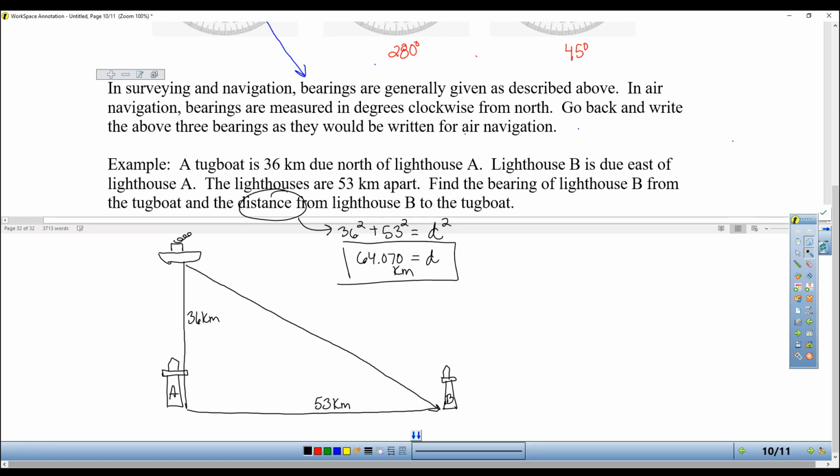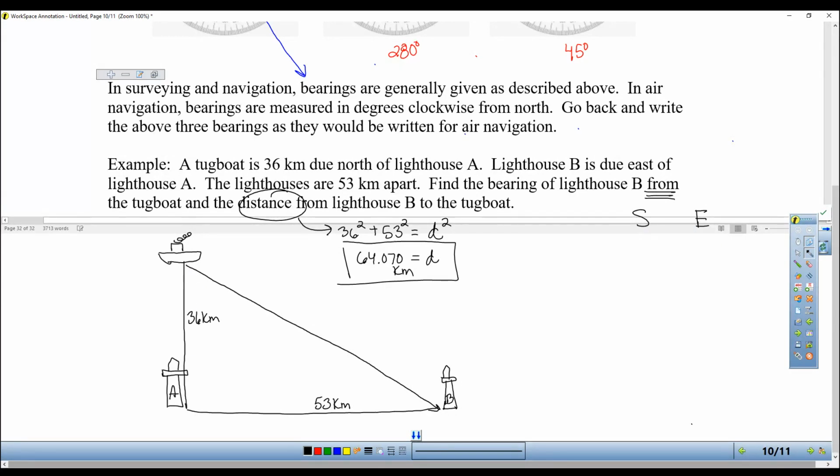Now for the bearing, you have to ask yourself generally, what direction is he going? It says of the lighthouse from. The key word is from. So if you're the tugboat, how are you going to get to Lighthouse B? You're going to go generally south and generally east. You always state north and south first and then east or west. So you're generally going south and then east.